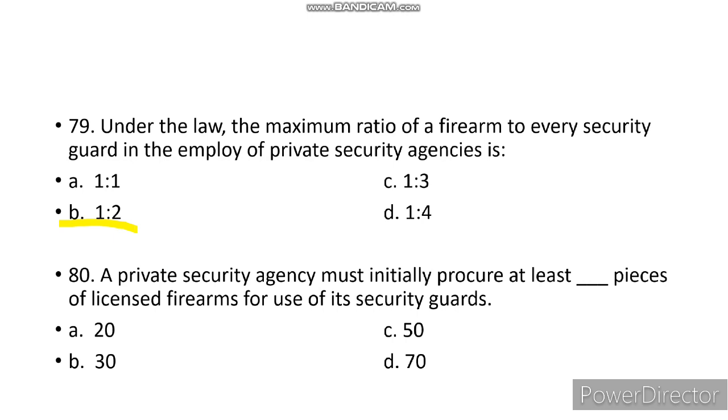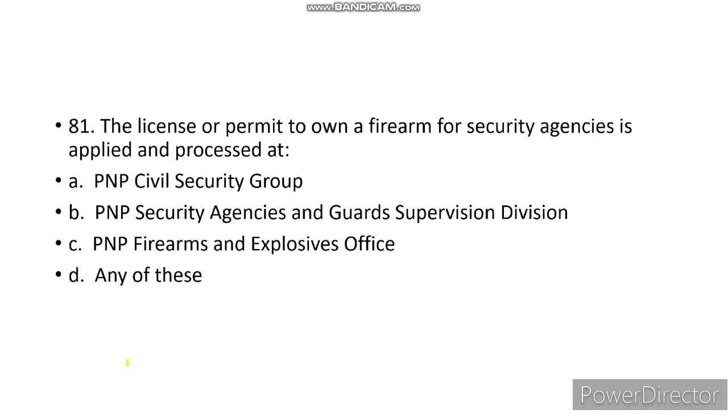80. A private security agency must initially produce at least ilang piraso ng licensed firearms for its security guards. That's B. That's 30. At least lang naman eh. 81. Licensed or permit to own a firearm for security agencies. That's PNP Firearms and Explosive Office.